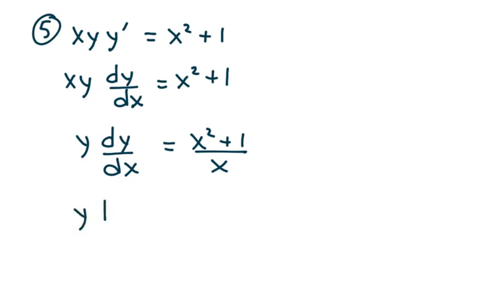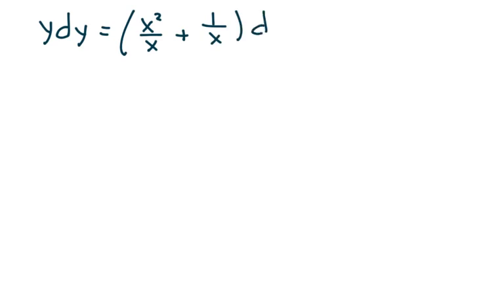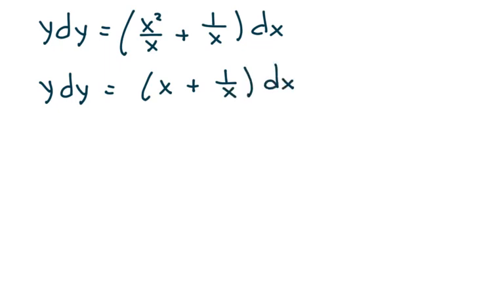And so y dy is equal to (x squared + 1)/x dx. I'm going to split the fraction, and I get y dy is equal to x squared divided by x plus 1 over x dx. And so y dy is x plus 1 over x dx. And from here, I want to integrate both sides.